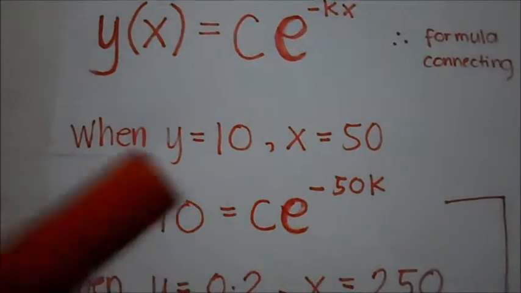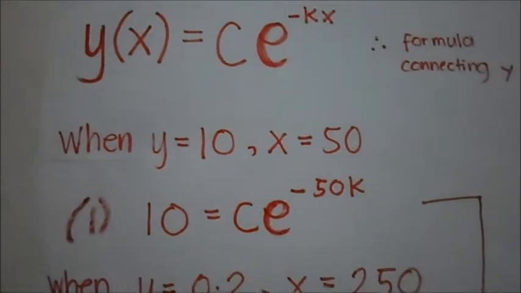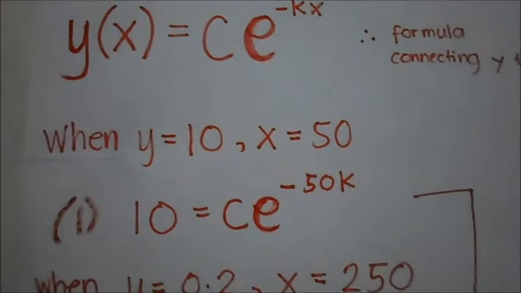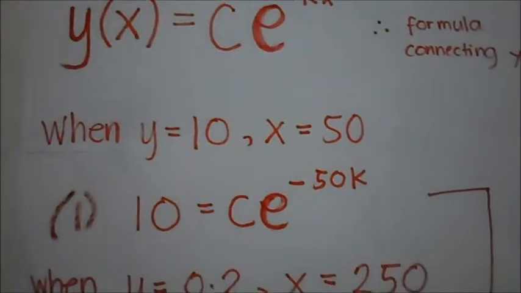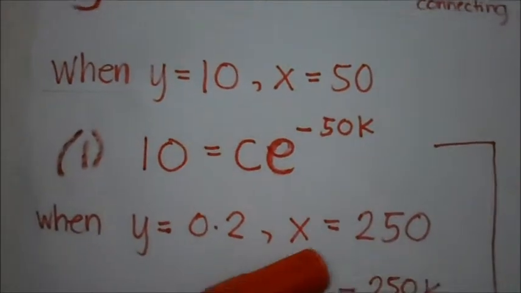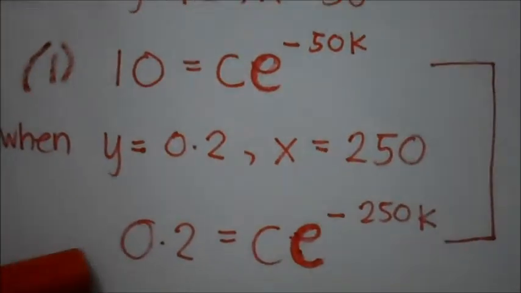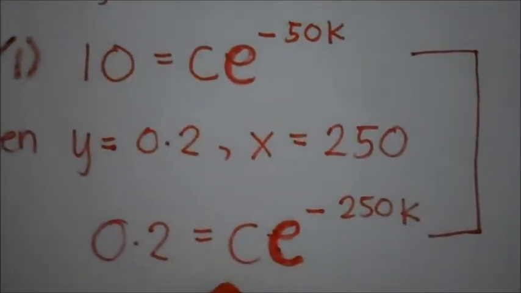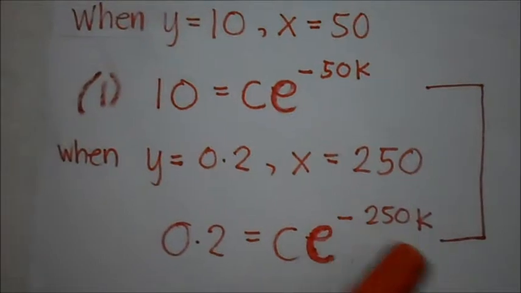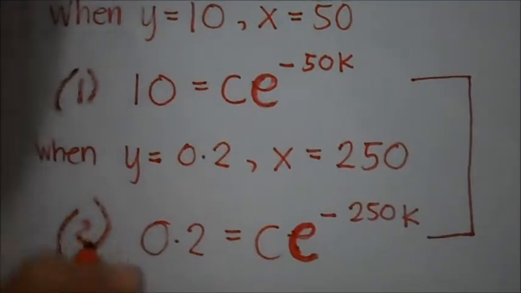Because we have two unknowns, c and k, we need two equations. So for the second equation, when y is equal to 0.2 and x is equal to 250, we have 0.2 is equal to c times e raised to the power of negative 250k. So this is our second equation.